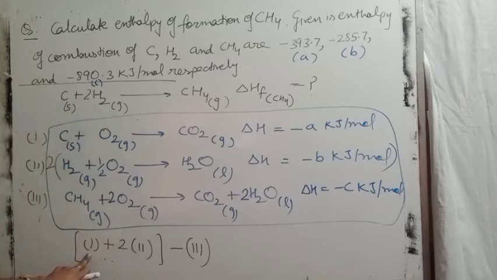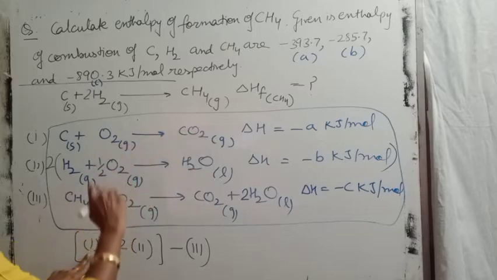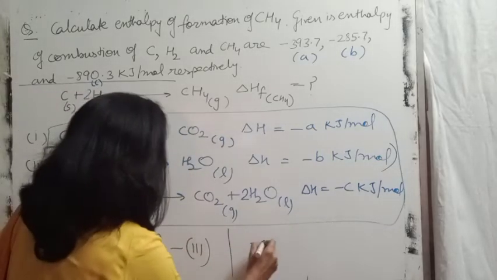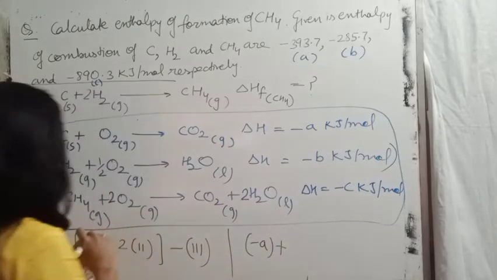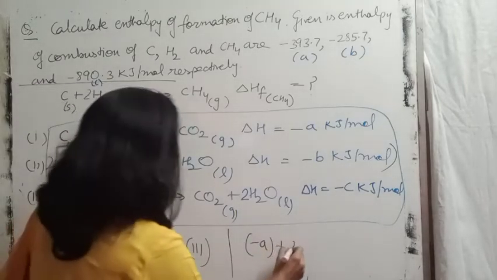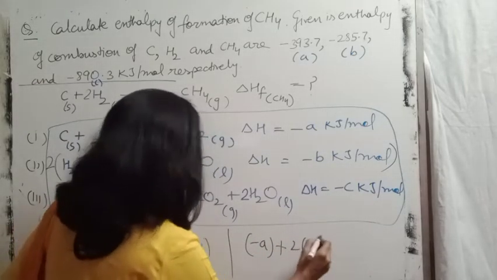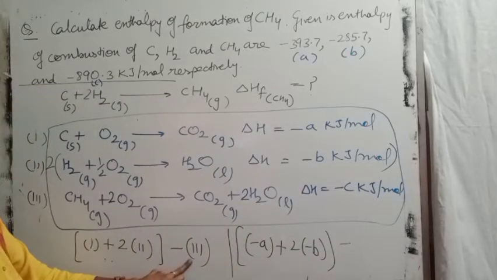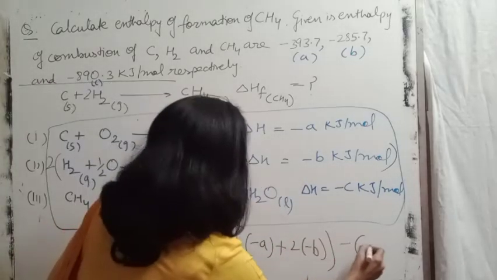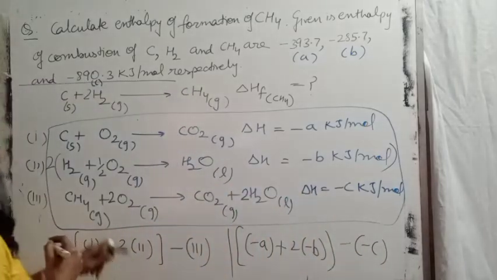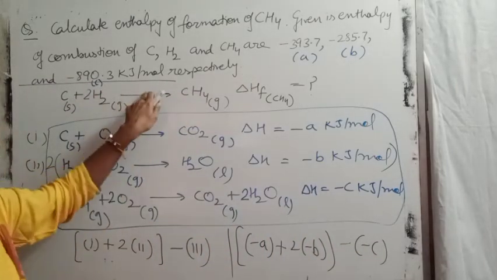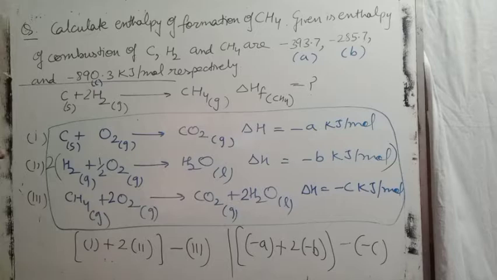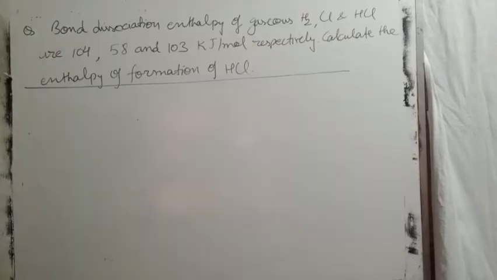Substitute enthalpies here. The enthalpy change for the first equation I have taken as minus A, plus the second equation, twice of minus B, and then from the sum, subtract the enthalpy for the third equation, which is minus C. Now substitute the values of A, B and C from the question and solve it. You will get the answer for the enthalpy of formation of methane.